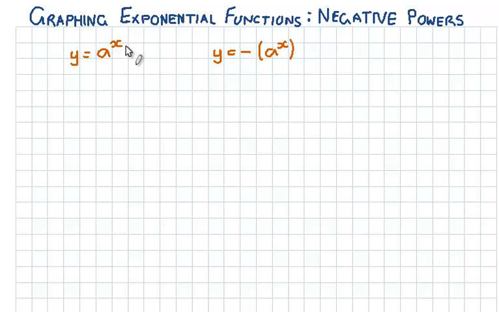So this function here, a to the x, is always positive, as we saw before. So all of these positive values will be converted into negative values on this side. Where this function is positive and very close to 0, this function will be negative and very close to 0. Where this function is very big, this function will be very big and negative. So let's see what happens in GeoGebra.